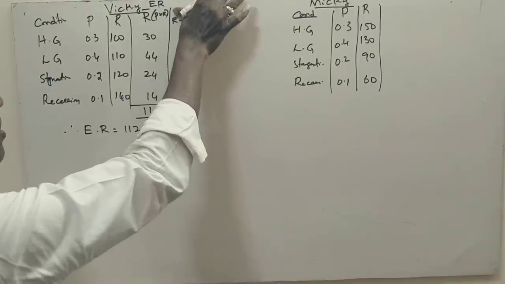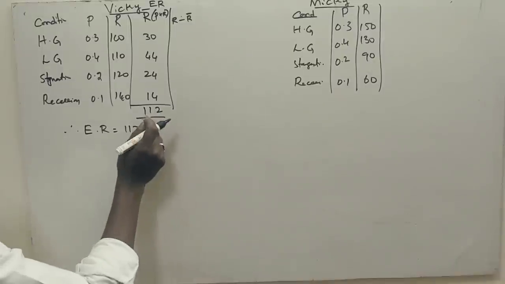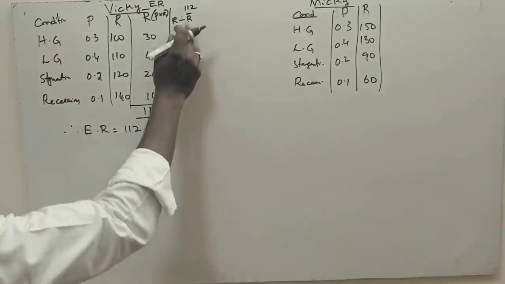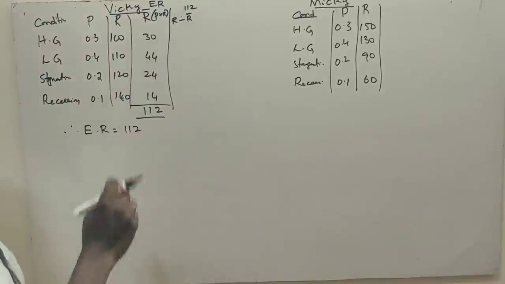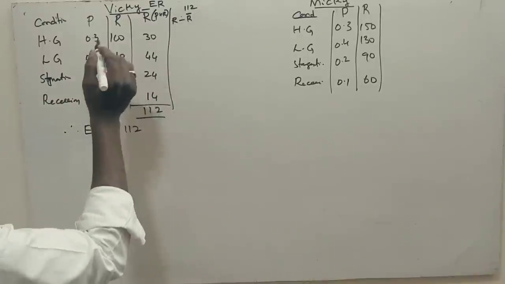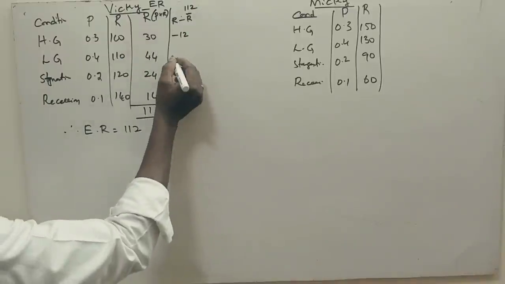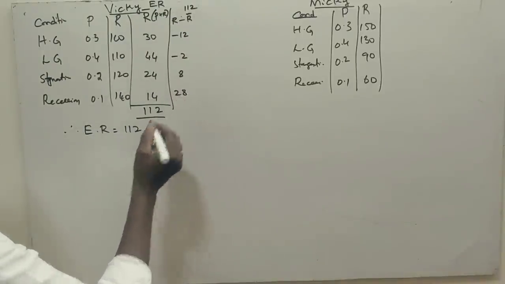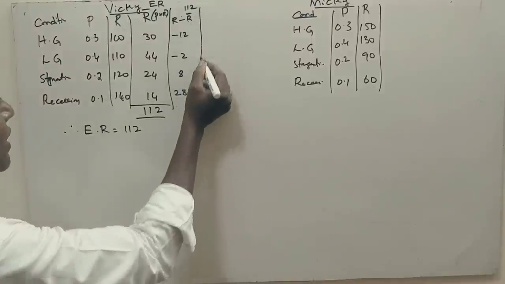R minus R dash. What is this R dash? R dash is nothing but 112. We have taken 112 as an assumed mean kind of. Now, R is 100. 100 minus 112 is minus 12. This is minus 2. This is plus 8. This is plus 28. Check: 140 minus 112 is 28. Now, this part is over.